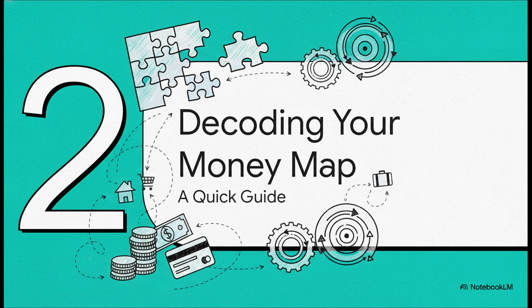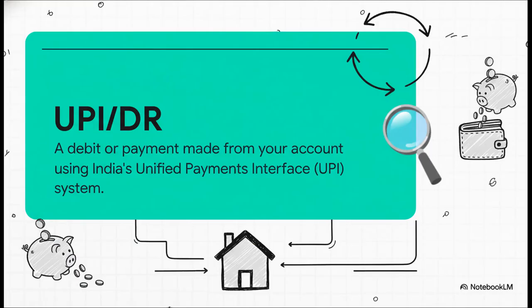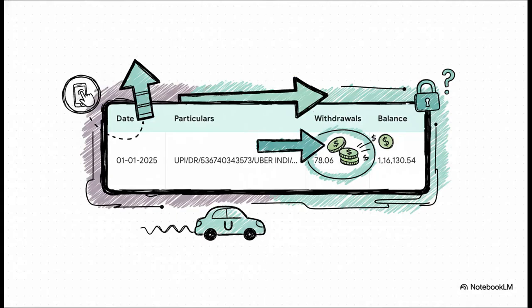We're just going to quickly break down the most common terms you'll see so this whole thing starts to make sense. First up is the one you're going to see the most, UPI/DR. Now, UPI stands for Unified Payments Interface. That's India's awesome instant payment system. And DR just means debit. So when you see UPI/DR, just think money going out. It's a payment you made. Simple as. And here's what that looks like in the wild.